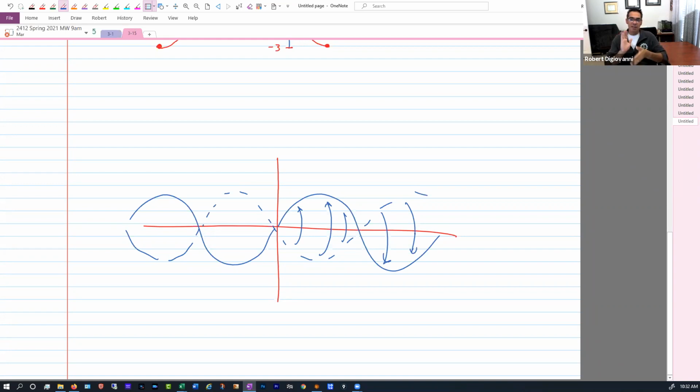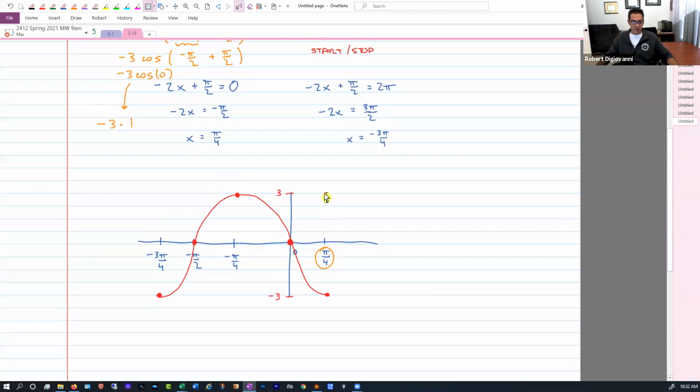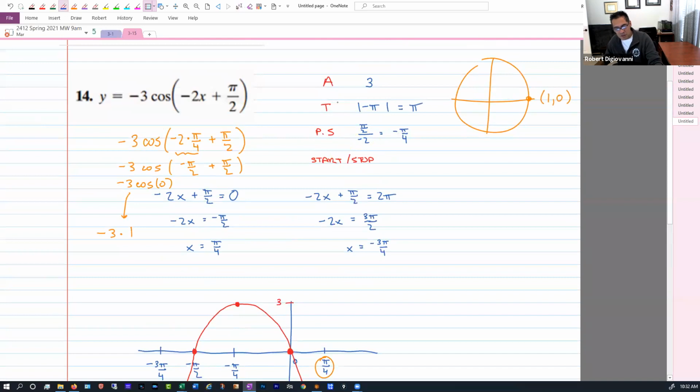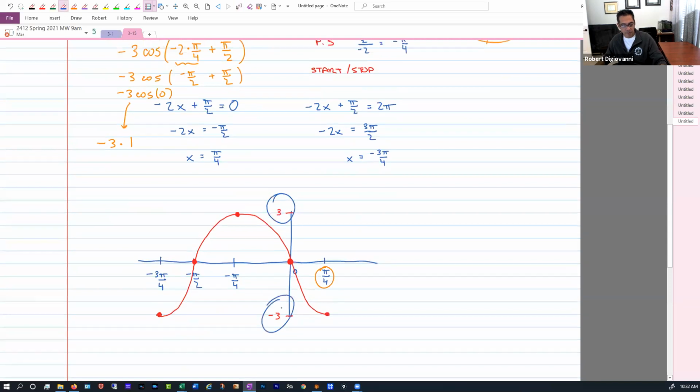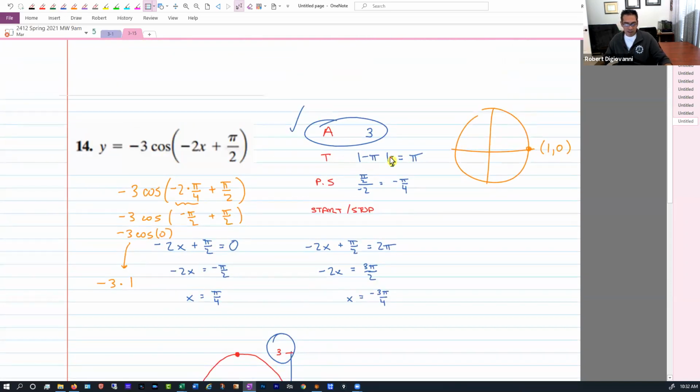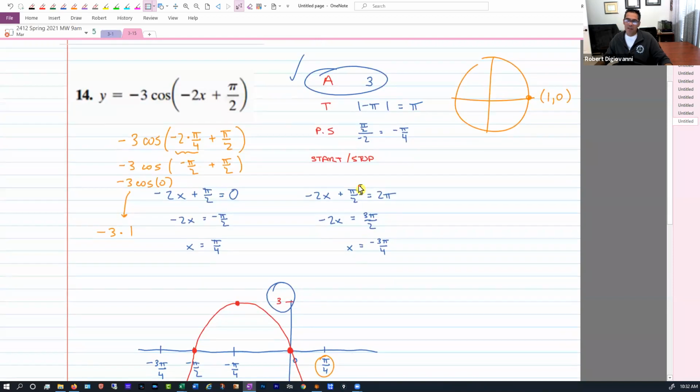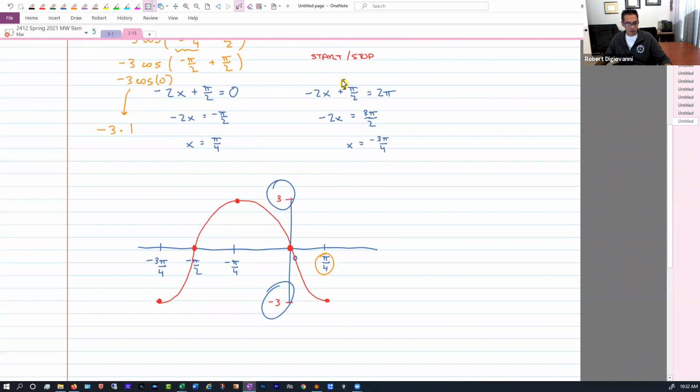So it's when we have these double flips that it's hard for us to understand what actually happens, because you could have a double flip, but then you also have a shifting. So that's why I think this method is the safest. You don't really even care too much. I mean, you do want to know the amplitude. That you do need, because you need to be able to put 3 and -3. But as far as the period and phase shift stuff, that really doesn't come into play when we graph it. All that matters is we get our start and stop, we get those quarter marks, we put the points in, and then pick a test point.